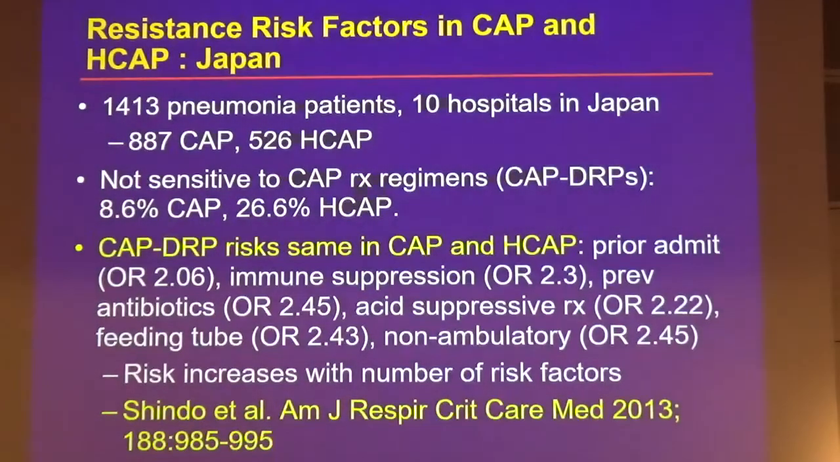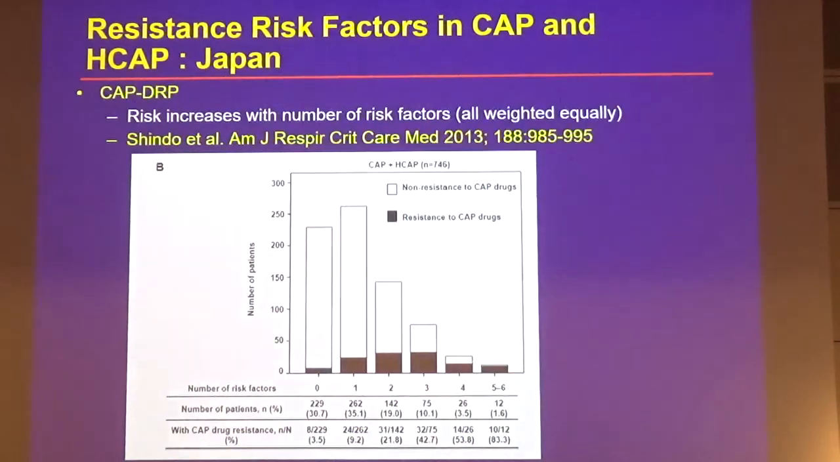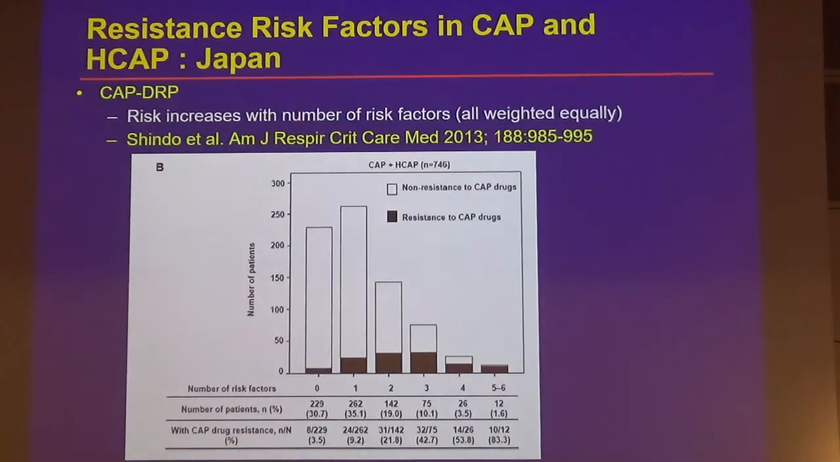A study done in Japan tried to predict the risk factors for MDR pathogens and identified that the risk factors for resistance in CAP and HCAP were generally the same. They include the same things we've seen before: prior admission, immune suppression, recent antibiotics, and feeding tubes as increased risk factors. But they established the concept that the more risk factors that are present, the greater the likelihood of resistant pathogens.